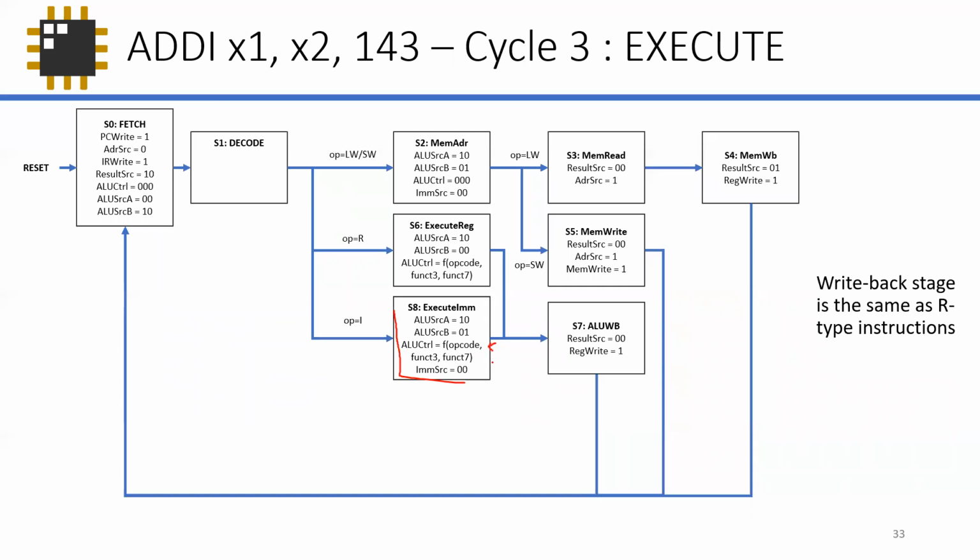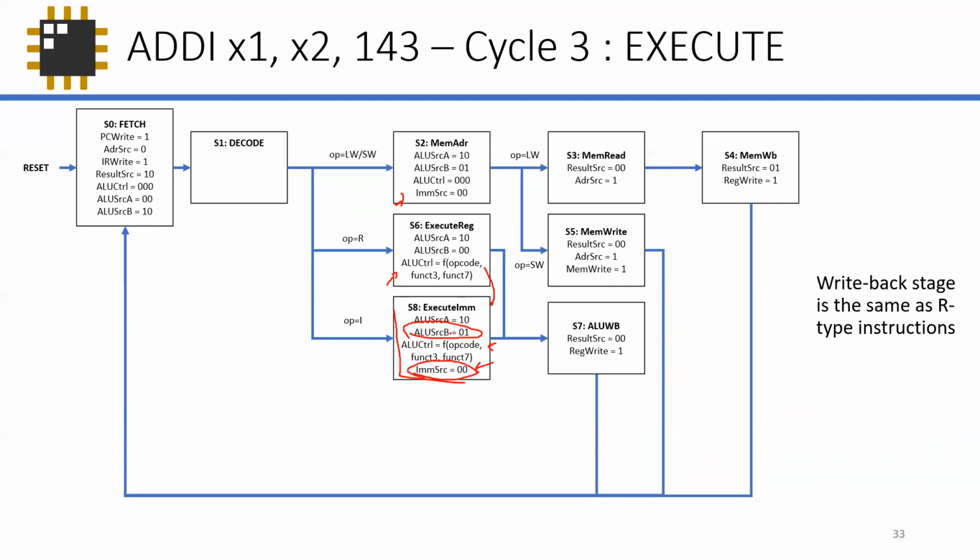It's a Mealy. The IM source is now there. Unlike in the execute stage of the register instruction, where it's not there. So it's pretty much the same thing. They almost look alike except for the ALU source B and the IM source.